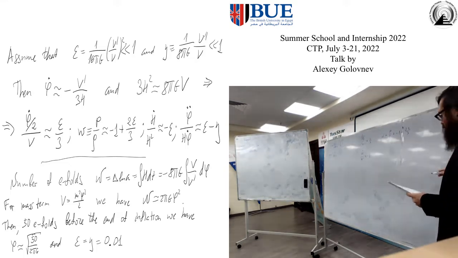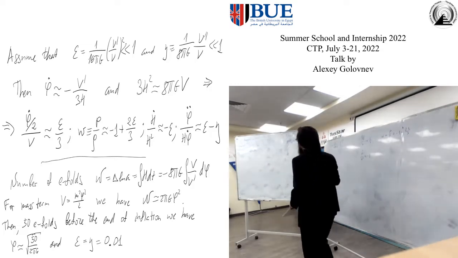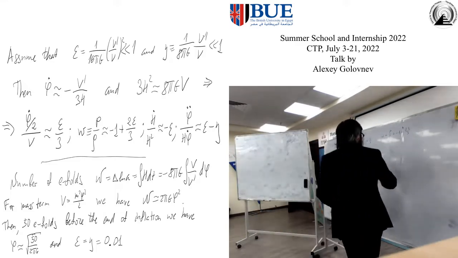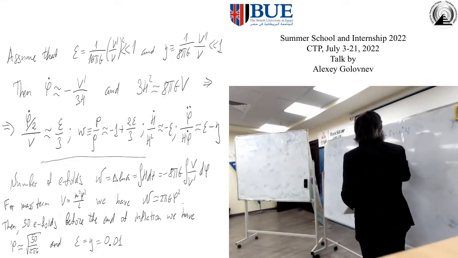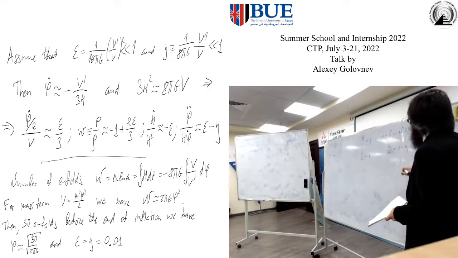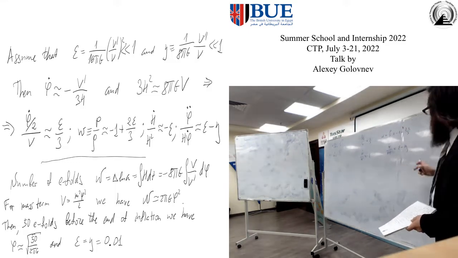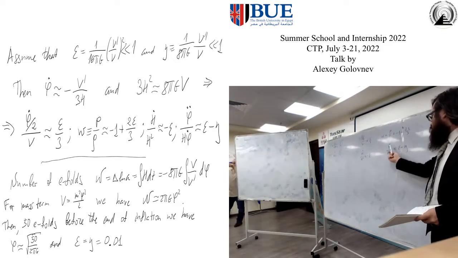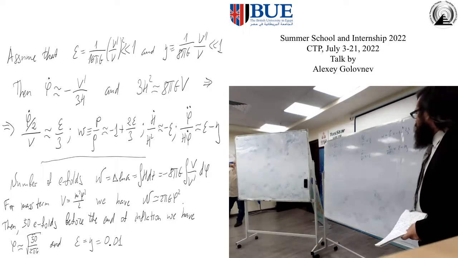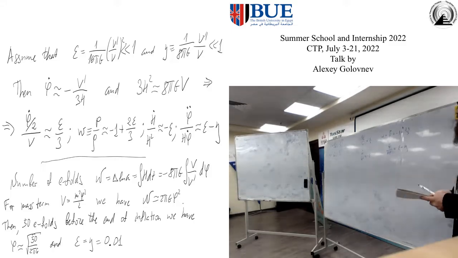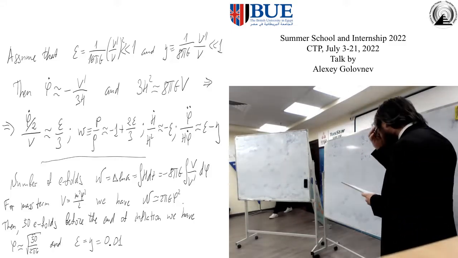And then you can also check if neglecting phi double dot here is indeed legitimate. You can check that phi double dot over H phi dot is approximately epsilon minus eta. And that's what I have told you already: if eta was not small, then it would mean that phi double dot is not so small, and then the smallness of epsilon would be violated relatively soon. So that's the basic idea of how inflation goes.